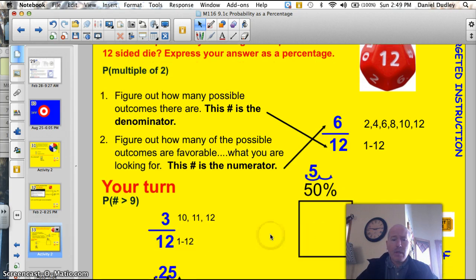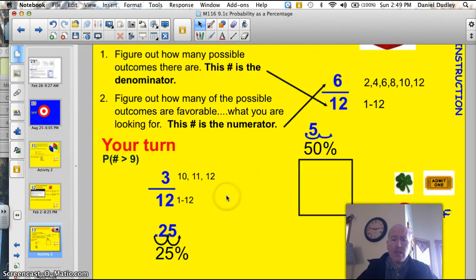Well, you have a total of 3 possibilities, still out of the 12. It could be a 10, 11, or 12. These numbers are greater than 9. So if I divide 3 by 12, I get 0.25. But that's not the answer because we need it as a percentage. So I move that decimal, or multiply by 100, and I have 25%. That is my answer. I have a 25% chance of getting a number greater than 9.